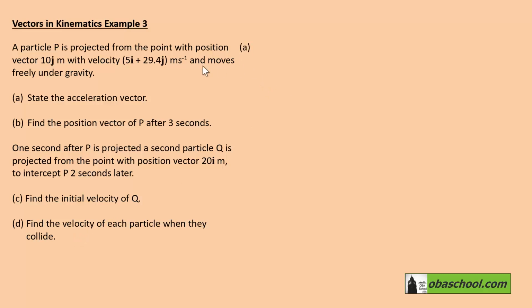So in part A, if we're moving freely under gravity, the acceleration will just be 0, negative 9.8 meters per second squared. We want the position vector of P after 3 seconds.